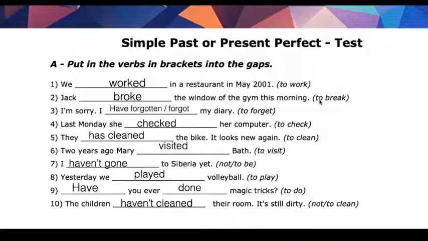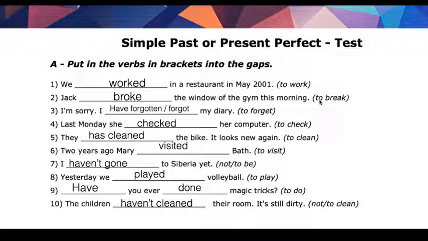Okay, according to the exercise, let me check your answers. 1. We were in a restaurant in May 2001. Of course it's past, because May 2001 has already passed. 2. Jack broke the window of the gym this morning. It says this morning, so it is an event that has already happened. So that's why we use broke.